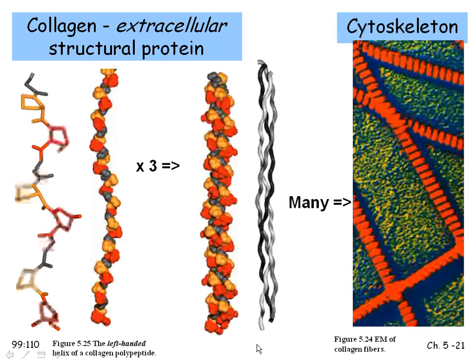Each one of these triple coils can then associate with many other of them, and you can end up with quite substantial bundles of collagen, as you can see here. This is an electron micrograph showing you so many lined up side by side. You can actually see stripes to the organization.